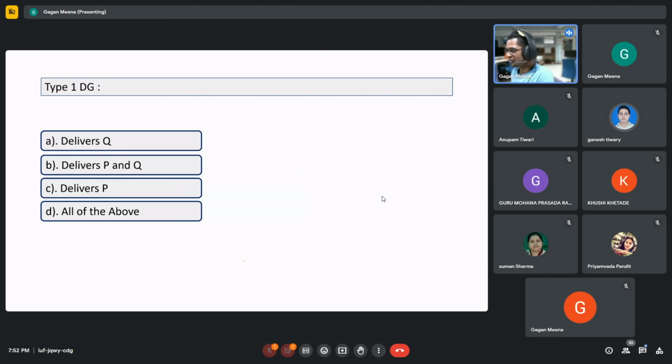Next is type 1 DG. Which one is type 1 DG? C is the answer. Yeah, deliver speed. So what is an example of type 1 DG? Batteries and PV panels. Yeah, PV panel, fuel cell.